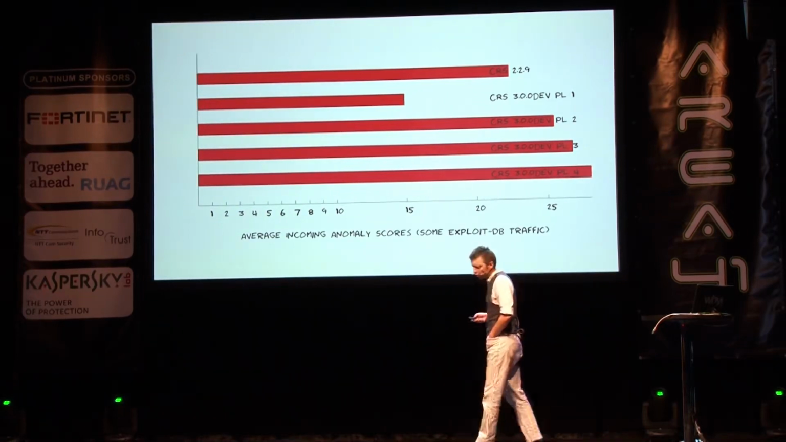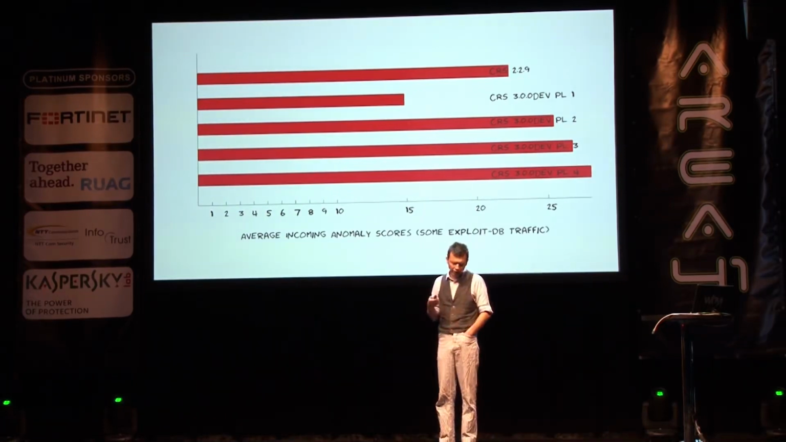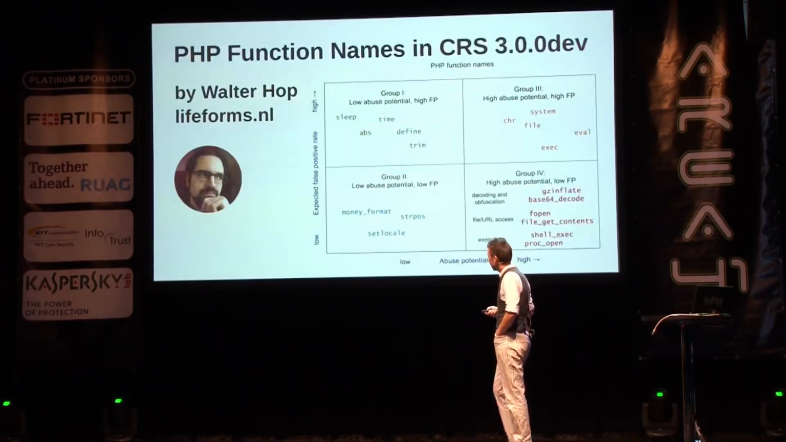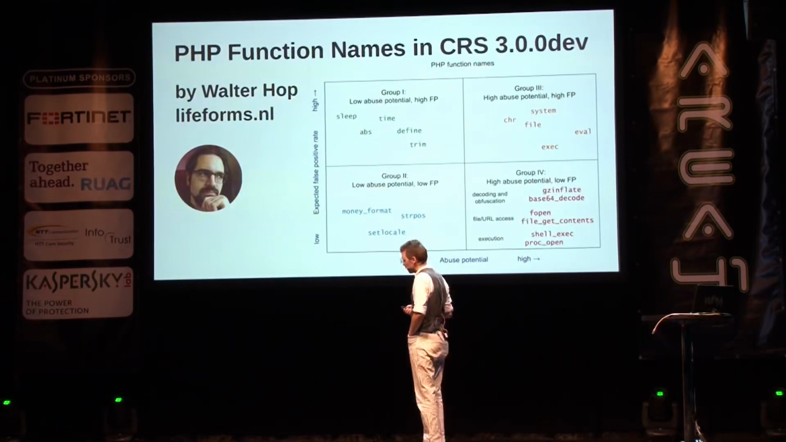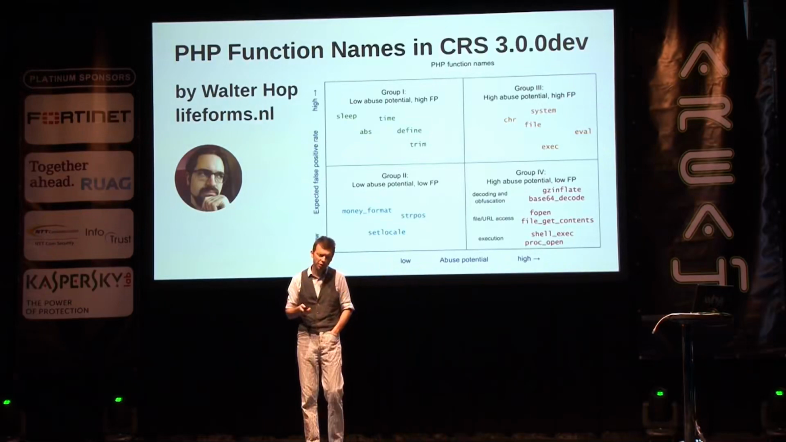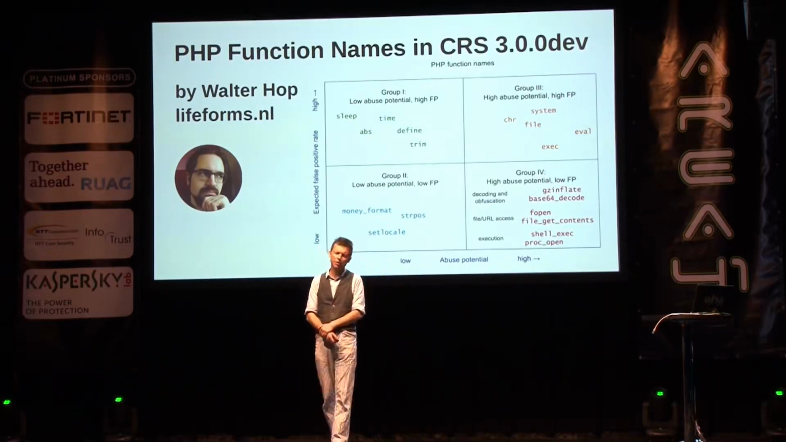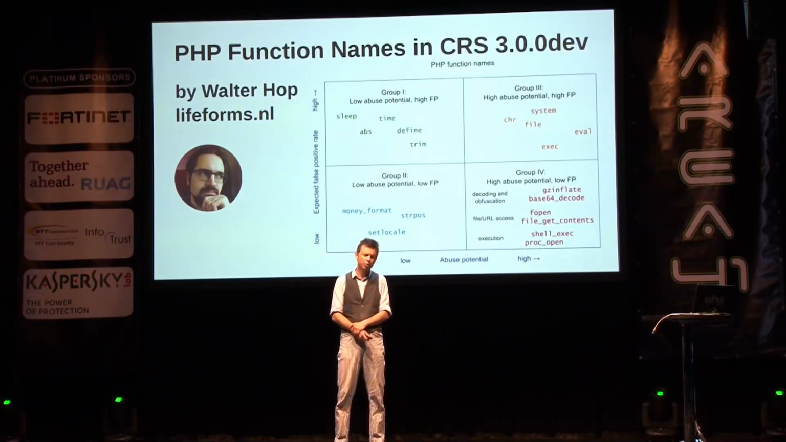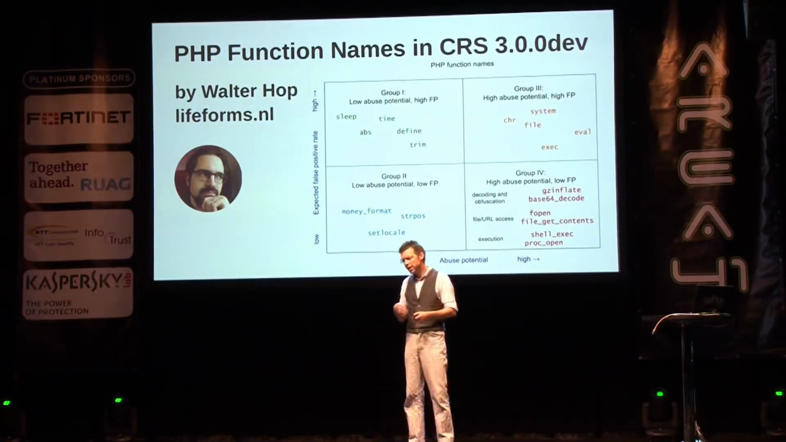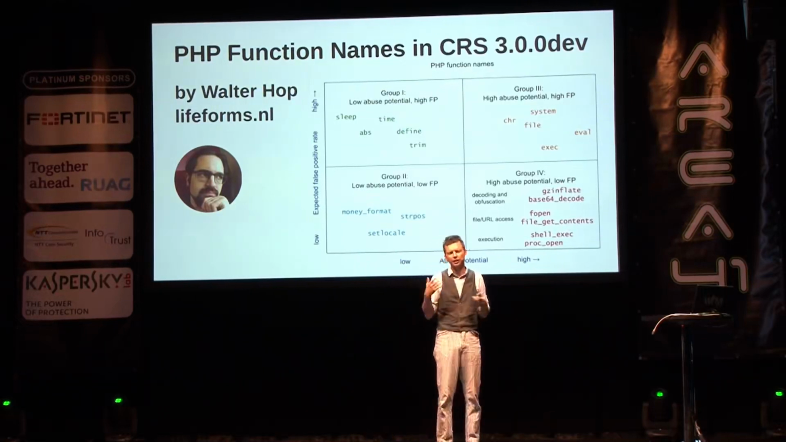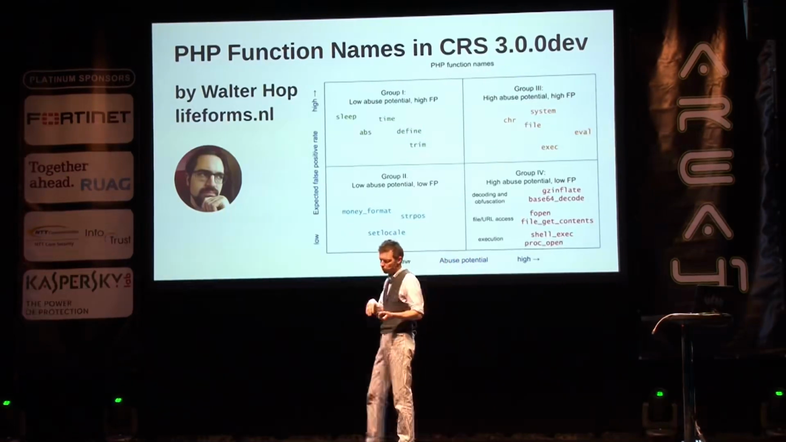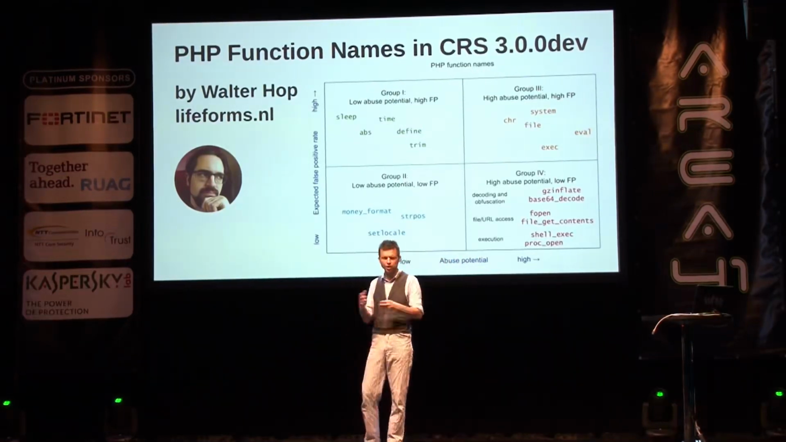Now, let's return to the rules and look at another advanced concept, the strict sibling concept. This was developed by Walter Hop from the Netherlands. This has to do with PHP function names. PHP function names are also a source of a lot of false positives in core rule installations. The problem is, of course, PHP is designed after the natural English language, and the natural English language has terms which also occur as PHP function names.